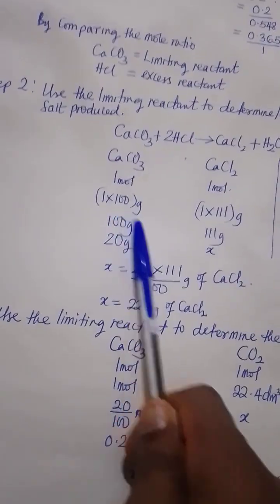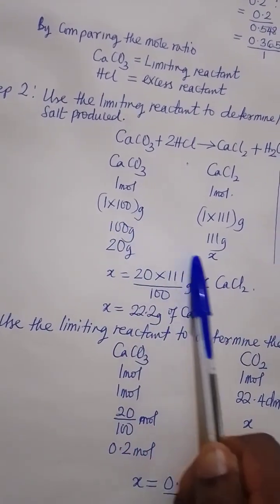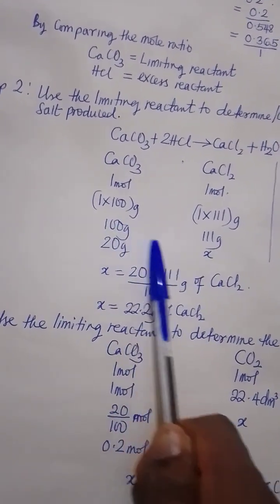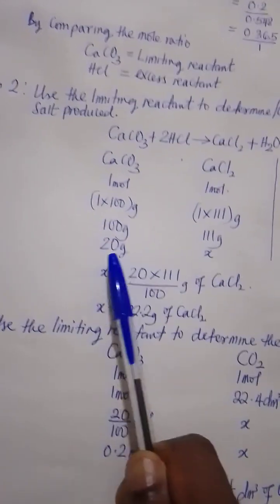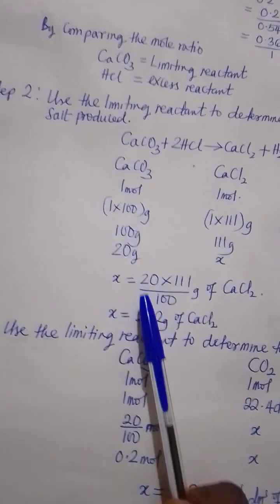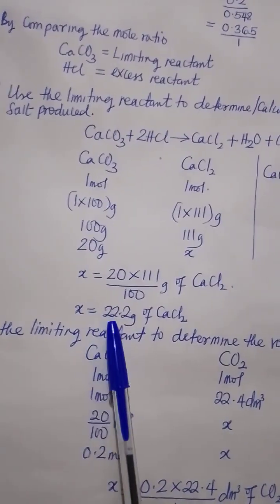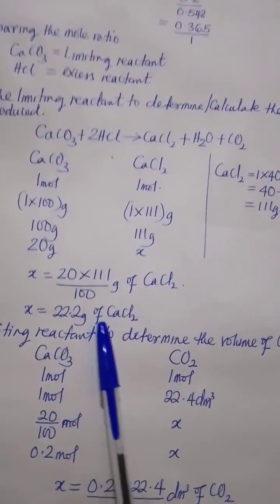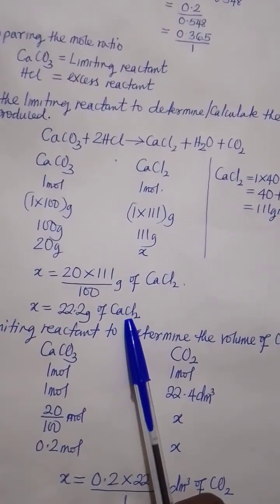So we just cross multiply. When you cross multiply, the side facing what you're looking for will be used for division. That is 20 times 111 divided by 100. And if you resolve properly, you're going to get 22.2 gram of CaCl2.